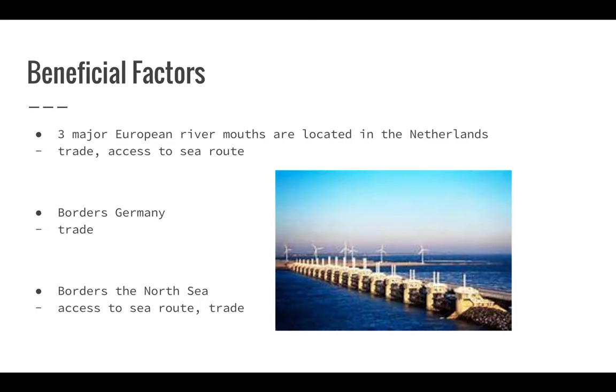Beneficial factors of the geography are that there are three major European river mouths located in the Netherlands, which are beneficial to trade and act as a sea route. It borders Germany, which is very beneficial to trade, considering Germany is both an importing and exporting trade partner. And it borders the North Sea, which provides access to trade routes and sea routes.